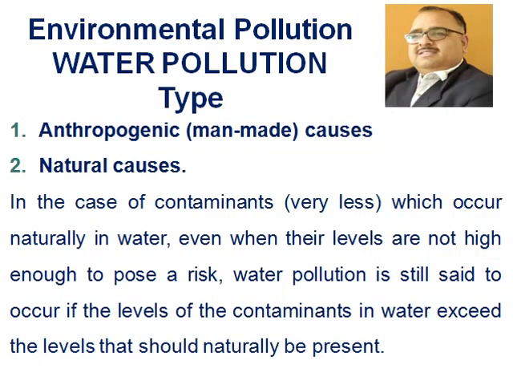Again, water pollution is of two types. First is anthropogenic, that is man-made causes, and second is natural causes. If you talk about the natural causes, here we should know that in the case of a contaminant which occurs naturally in water, even when the level is not high enough to pose a risk, water pollution is still said to exist when such contaminants exceed the level that should be naturally present in the environment.